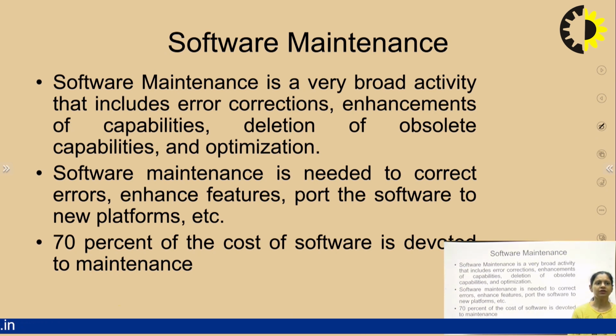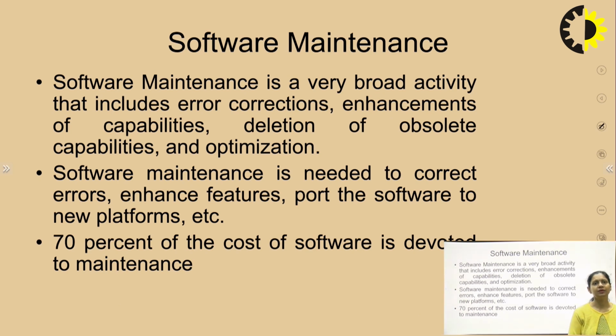So 70% of the cost of the software is devoted to maintenance, because once the software is developed, that is one phase, but the maintenance of the software keeps on till the end of the life of the software. So that is a longer phase as compared to the rest of the phases of the software development model. The software development model constitutes the phases of requirement analysis, then designing, then implementation, then the testing phase. Once the testing is done, it is deployed at the user's end, and once it is deployed at the user's end, later the software maintenance phase comes.